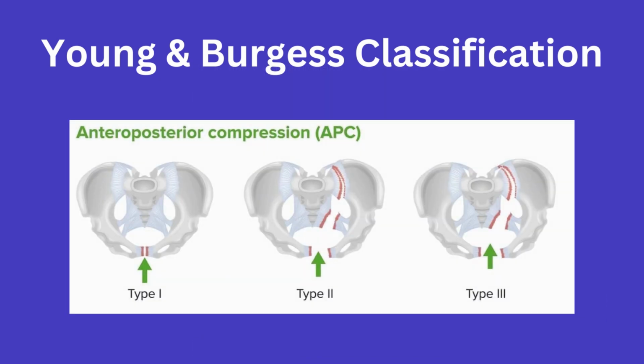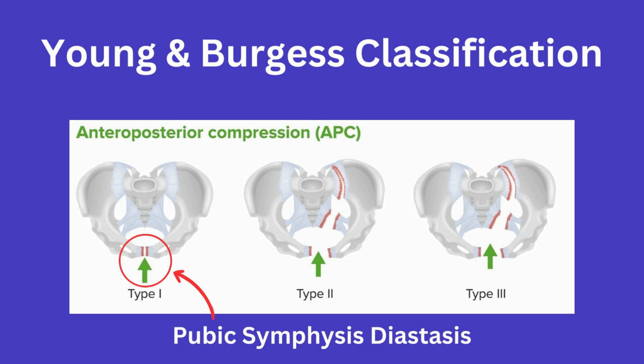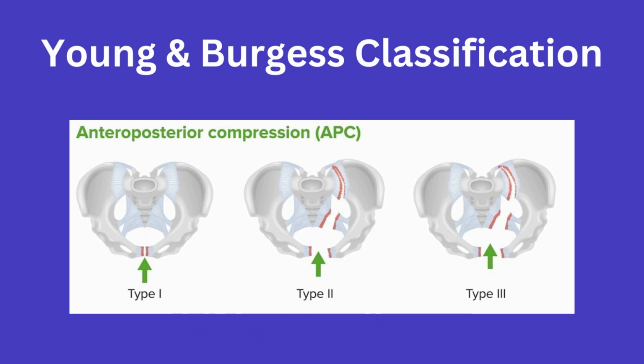For the APC group, there are 3 types. All involve an open book fracture, which is the pubic diastasis seen here. APC1 is stable and involves a pubic diastasis of less than 2.5 centimeters. APC2 is rotationally unstable but is vertically stable. This is due to the fact that the pubic diastasis is now over 2.5 centimeters, but the posterior SI ligamentous complex is still intact. And lastly, an APC3 is the most severe of the 3 and equates to a complete hemipelvis separation with disruption of the anterior and posterior SI ligaments.